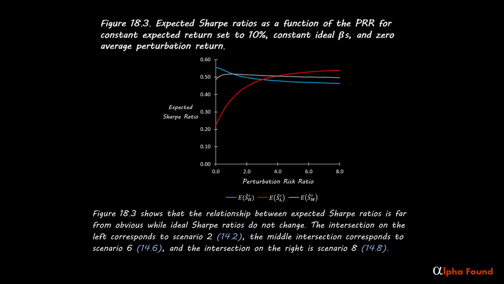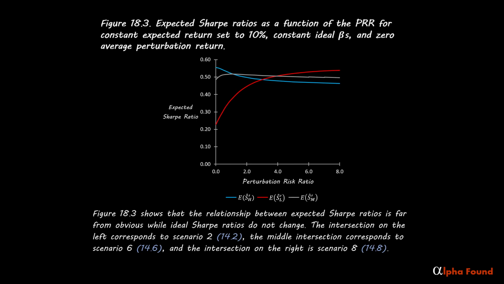Figure 18.3. Expected Sharpe ratio as a function of the perturbation risk ratio for constant expected excess returns set to 10%, constant ideal betas, and zero average perturbation return. Figure 18.3 shows that the relationship between expected Sharpe ratios is far from obvious, while ideal Sharpe ratios do not change. The intersection on the left corresponds to scenario 2, the middle intersection corresponds to scenario 6, and the intersection on the right is scenario 8. Anything to the right of scenario 8 corresponds to scenario 9.